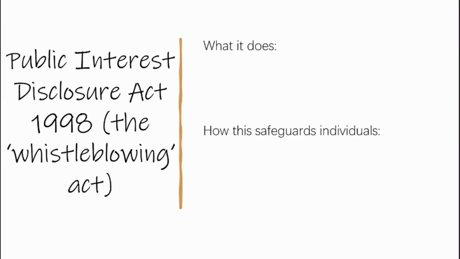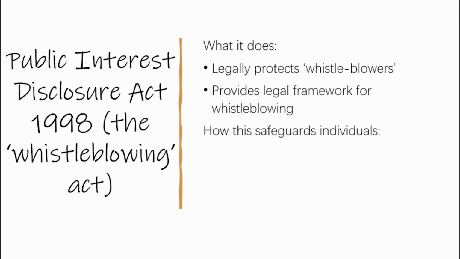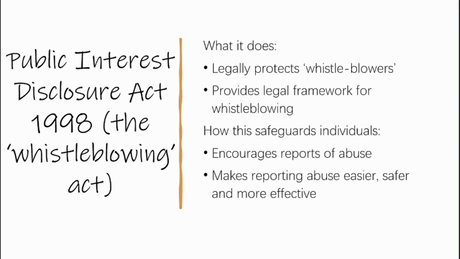The Public Interest Disclosure Act aims to protect individuals who report suspected or disclosed abuse. People who report malpractice or abuse are called whistleblowers. The legislation also provides a clear legal framework to enable individuals to whistleblow effectively. This safeguards individuals as people are more likely to report abuse if they know they are legally protected by legislation. It also helps individuals to whistleblow effectively, therefore increasing the chance abuse will be prevented.